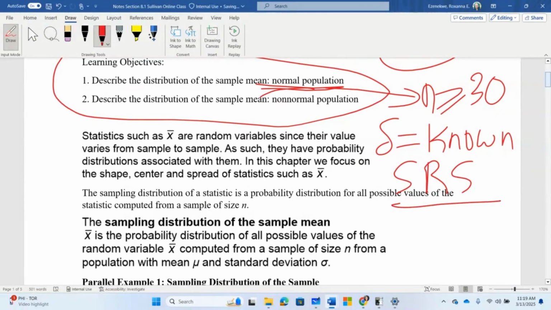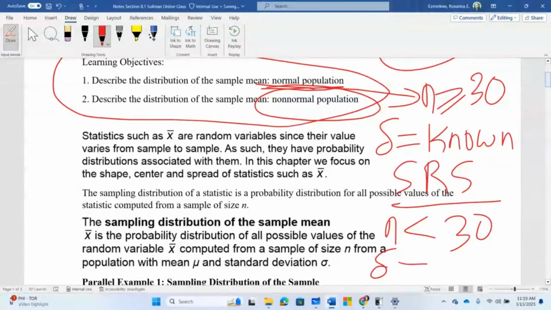Whenever we are talking about a non-normal population, the assumption is that the sample size is less than 30, and the population standard deviation is not known. Unknown is unknown. And the sample might not be from a simple random sample, though most of the time it is from a simple random sample.